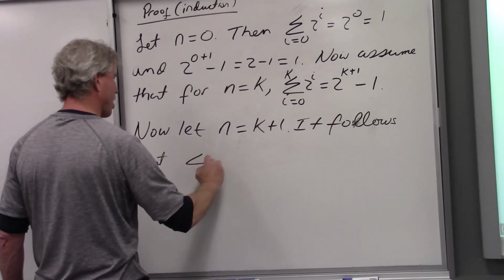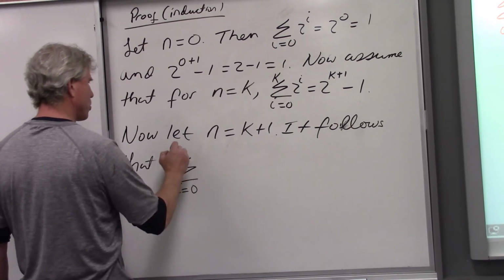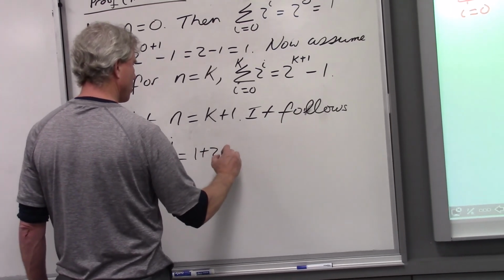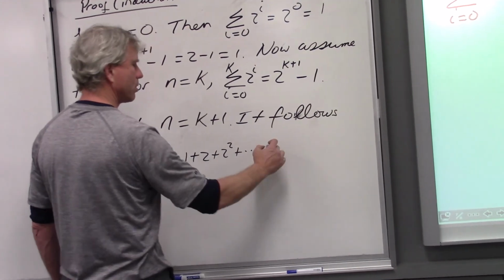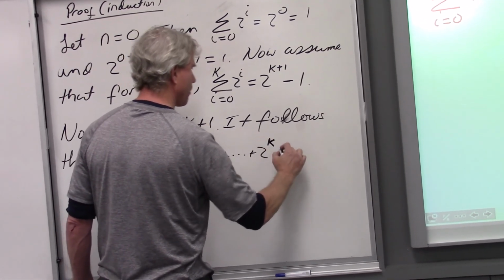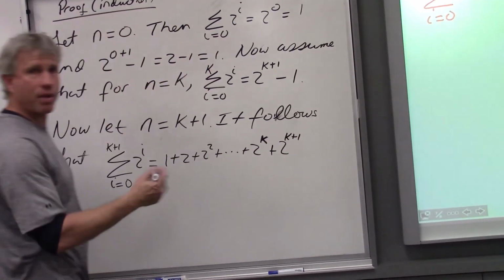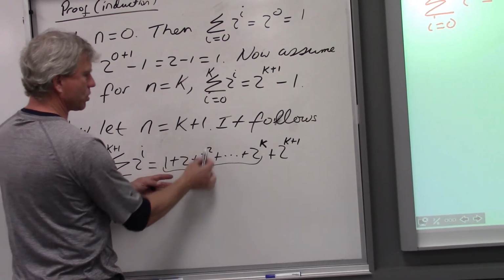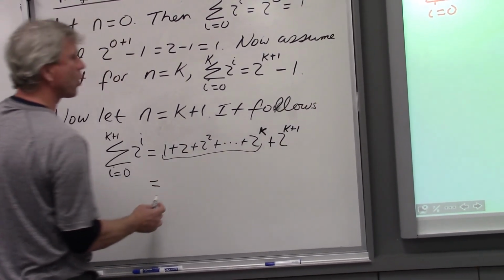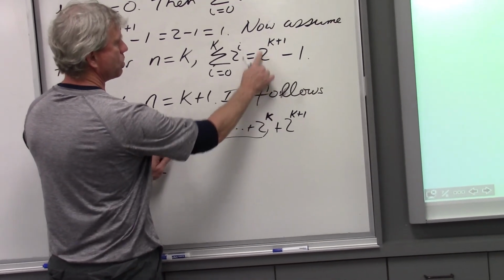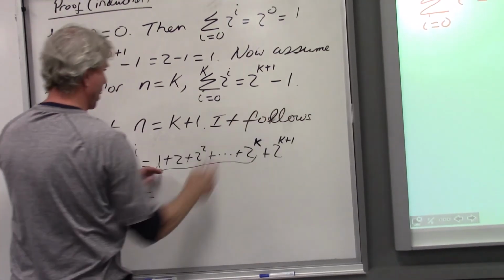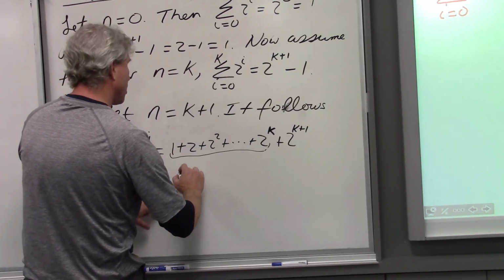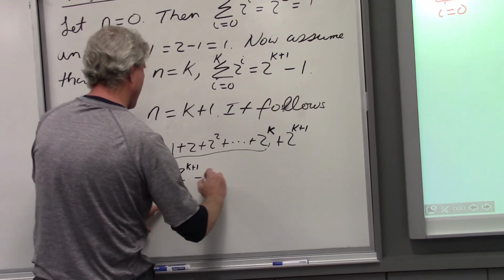It follows that, now we do the summation, the sum from i equals 0 to k plus 1 of 2 to the i is given by 1 plus 2 squared plus dot dot dot plus 2 to the k plus 2 to the k plus 1, because we have that extra term in there this time. But these first ones, 1 plus 2 squared plus dot dot dot plus 2 to the k, we assume that the formula holds for it, so that that summation right there is just 2 to the k plus 1 minus 1 from our assumption step. So we can replace the first k plus 1 terms with 2 to the k plus 1 minus 1.